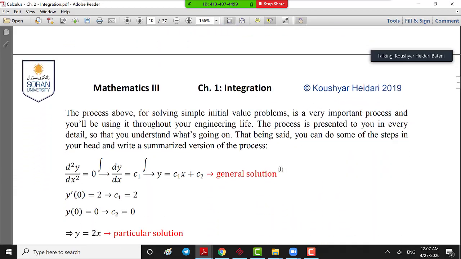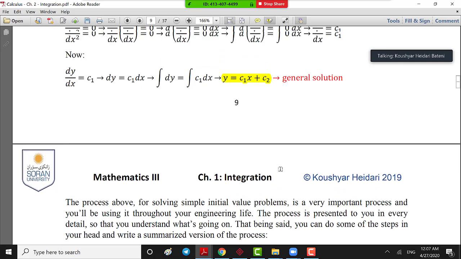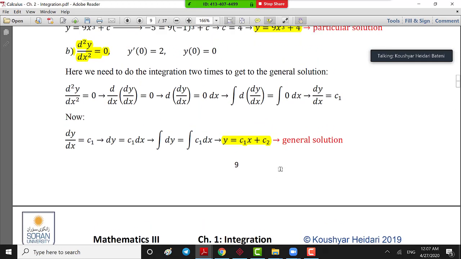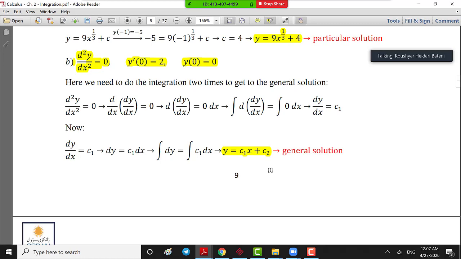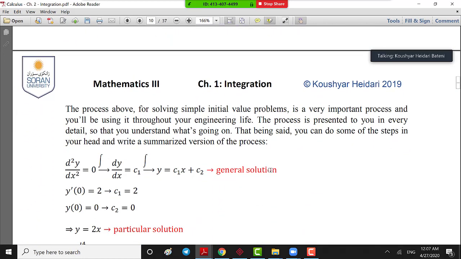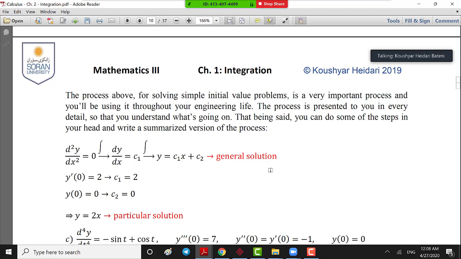Now, the general solution is found, and we can easily use these initial conditions to find the value of C1 and C2 and determine the particular solution, right? But before we go through that, let us find a way to use the integration to solve a differential equation faster.